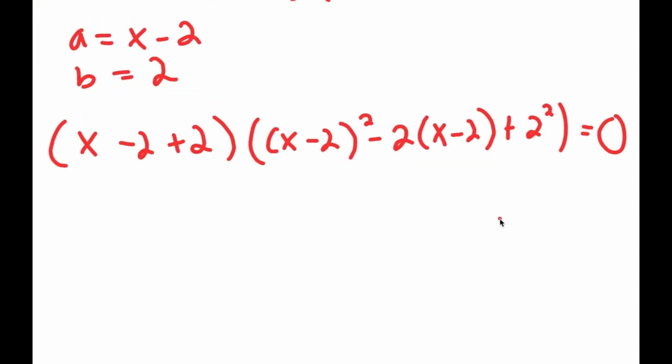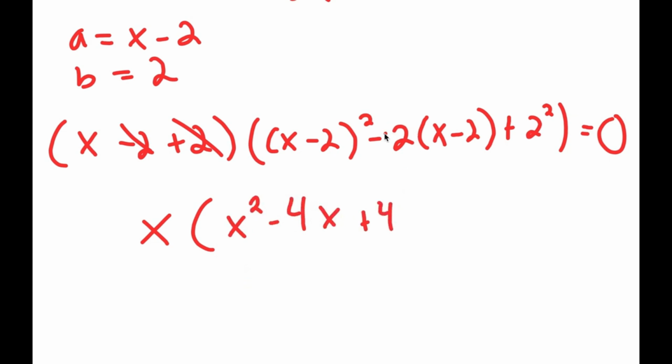Now we can simplify this. So negative 2 and positive 2 cancel out. So I get x times (x minus 2) squared, which is the same thing as x squared minus 4x plus 4. And then negative 2 times (x minus 2), I can distribute the negative 2. Negative 2 times x is negative 2x. And negative 2 times negative 2 is positive 4. And finally I have this plus 2 squared, which is equal to 4.